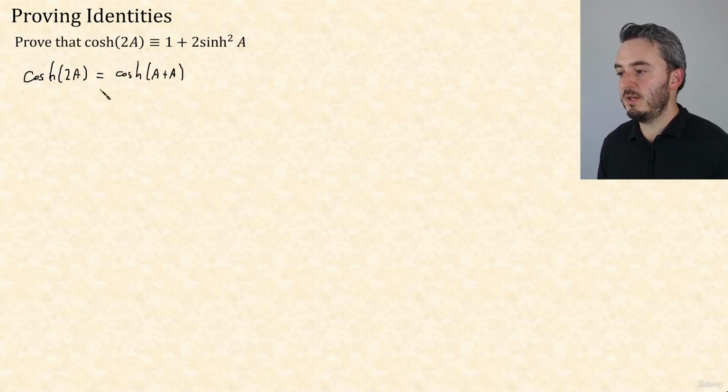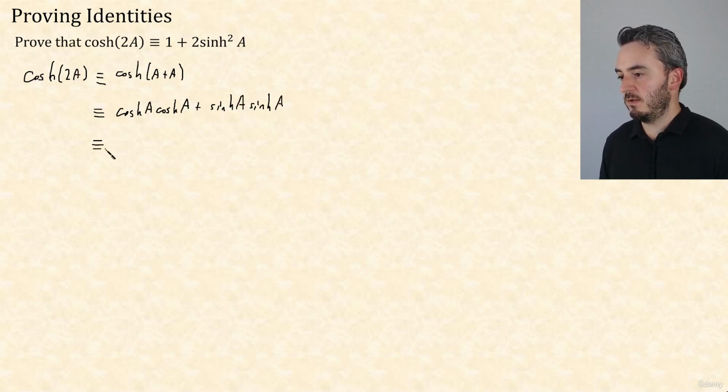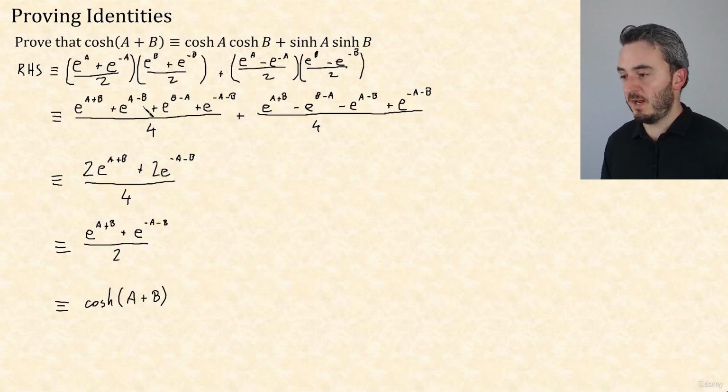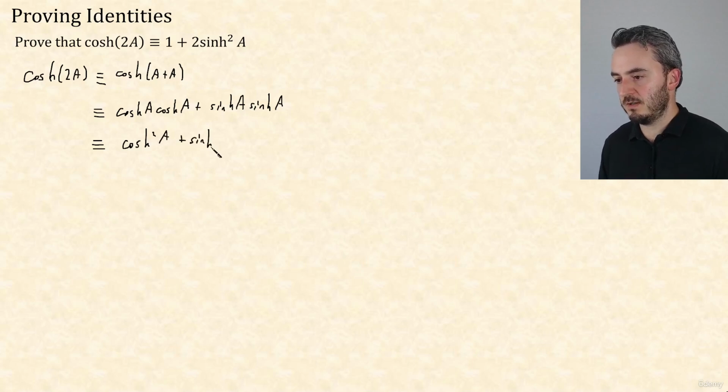Now, using our identity that we just did previously, that is cosh a cosh a plus sinh a sinh a. And that's literally just spelling out this identity where the b is another a. So that gives me cosh squared a plus sinh squared a.